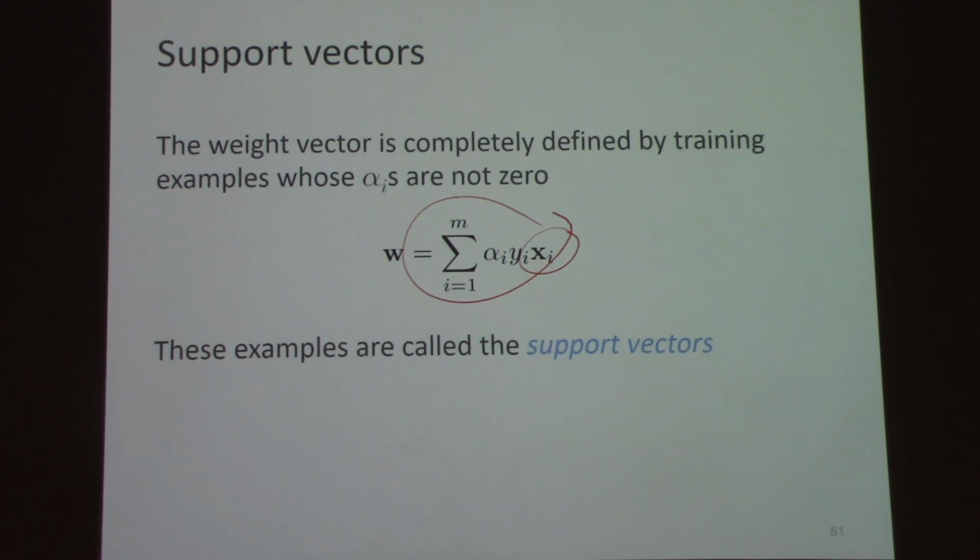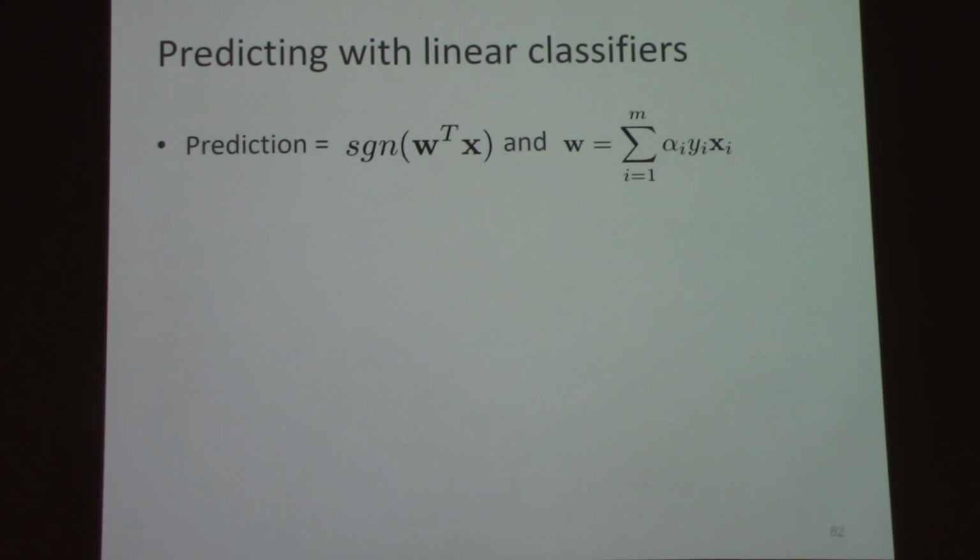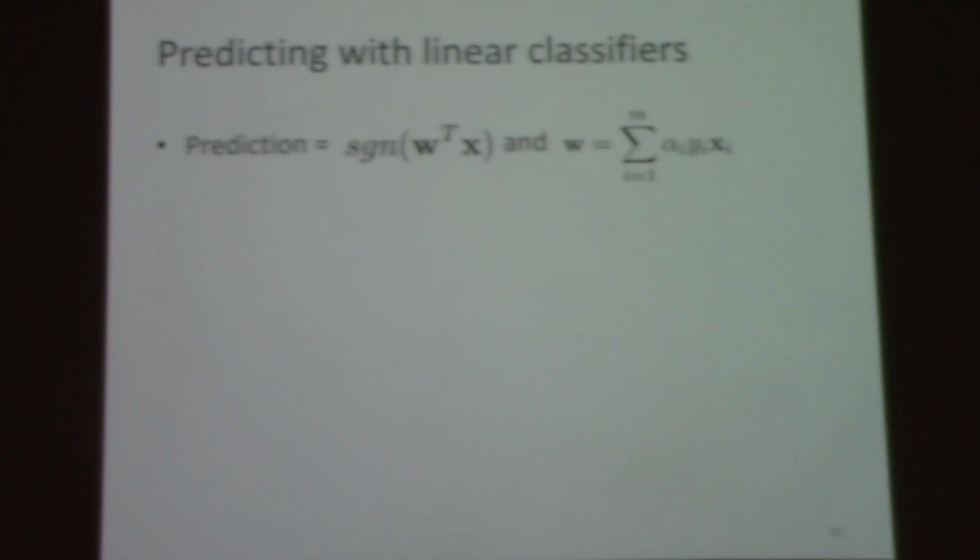You can have support vectors either in the original space or in the blown up feature space. It doesn't matter. In fact, that observation is what leads to the idea of kernels. So let's work this out. How do you predict? At prediction time, remember that we are predicting using the sign of W transpose X. But we know that W is equal to this summation here, so let's plug that in.